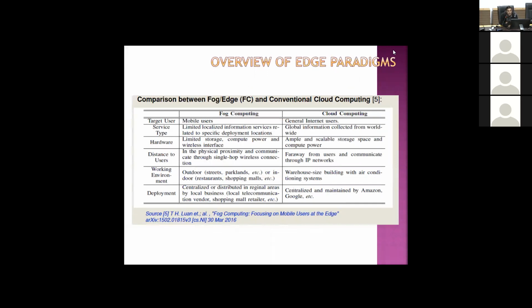Just to differentiate between fog and conventional cloud, this simple chart is good enough to explain to all of us. This was taken from an article by T.H. Luan on fog computing. The target users for each of these concepts are different. With cloud computing, we use general internet users, involving basically all devices, especially PCs and desktops. Whereas fog computing emerged with the dominance of mobile computing, and cloud computing, of course, is global, whereas in fog computing, we have to localize it to the certain areas where we are going to deploy them. We cannot go into depth right now because of time limitations, so I'll just move to the next slide.